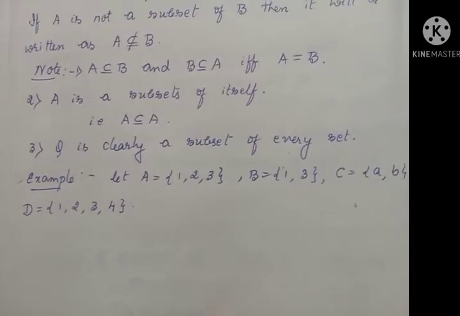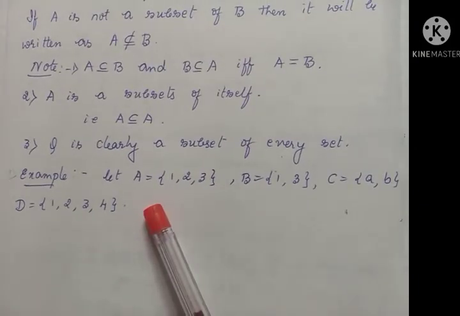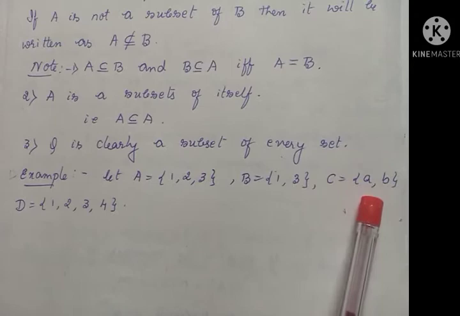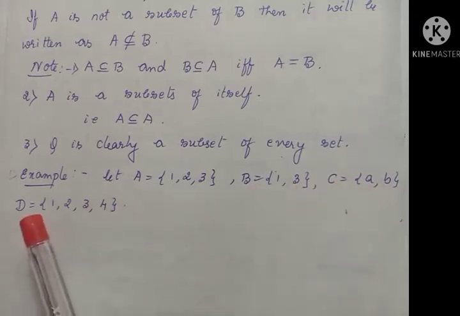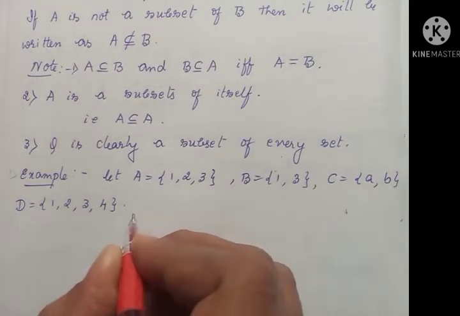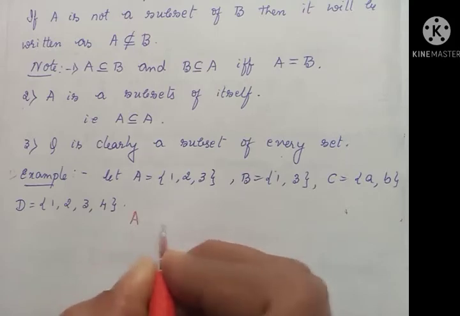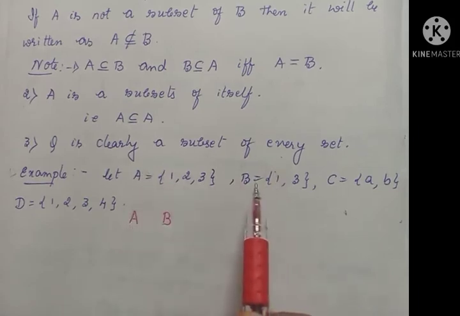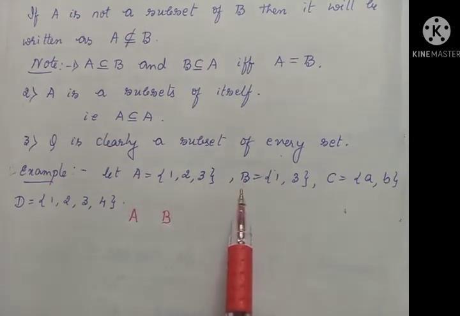So the example: let A be the set having the elements 1, 2, 3. B is the set having elements 1, 3, and C is a set having elements a and b, and D is the set having elements 1, 2, 3, 4 here. Now, first I'll take this one. What is the relation between A and B? Is A a subset of B or A is not a subset of B?